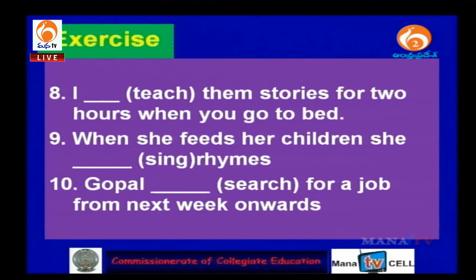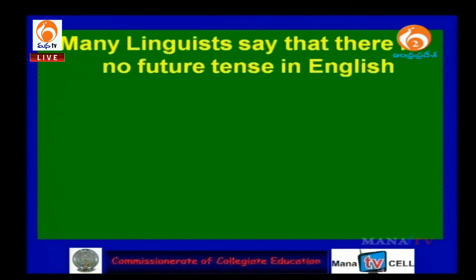So far we have done some traditional grammar which we normally come across in standard grammar books. But modern grammar does not agree with this type of distinction of future time. See here, many linguists say that there is no future tense in English. That means whatever we have read, whatever we have learnt is a mere waste so far, because many linguists won't accept the existence of future tense in English.